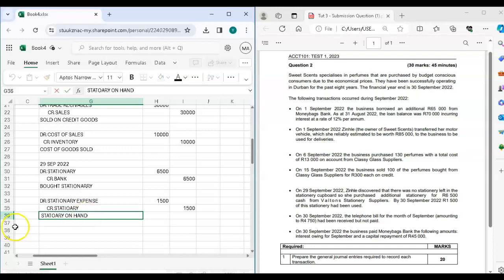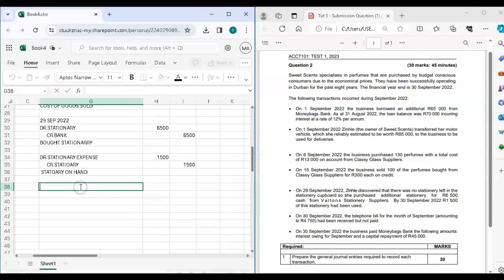Okay, right, so next one. So the next one, let's see the date, 29 September. No, 30th September. So record it, 30th September 2022. Right, debit. Let's see, right. So the telephone bill for the month of September, 4,750, has been received but not paid.